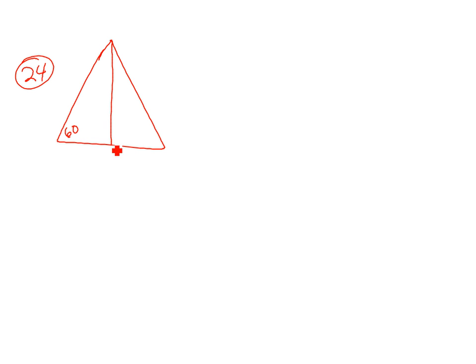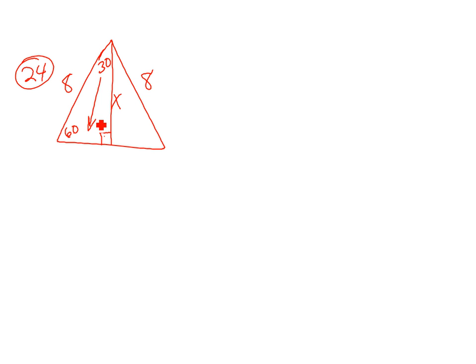Number 24. They give us this picture. We had one like this earlier on the test. This angle's 60. We got an altitude drawn in here, so that's 90. Well then, if that's 90, this is 60. This angle up here has to be 30. This side's 8. This side's 8. We're looking for this side.